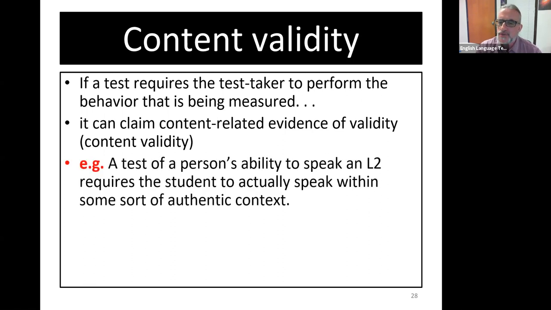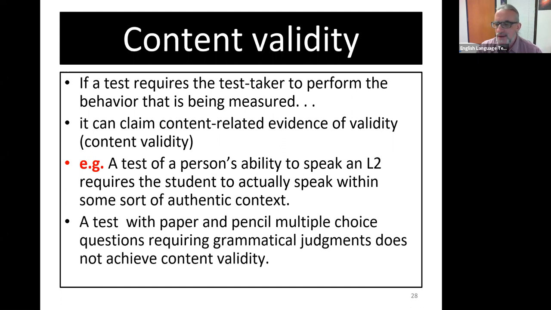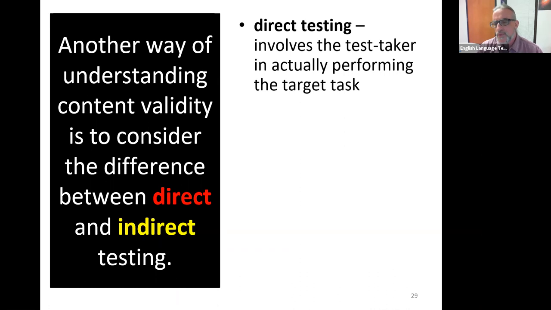So for example, if you test somebody's speaking skills, then they have to produce some language, okay? And a pencil and paper test doesn't do that. In our program here at the University of Arizona, I was talking to someone in the Spanish department. They assess people's speaking skills and they teach people to speak Spanish. But the final exam was a pencil and paper test, which is, of course, not a valid way of assessing those skills. So another way of thinking about content validity is considering the difference between direct testing and indirect testing. With direct testing, you're trying to involve test takers in performing the target tasks.